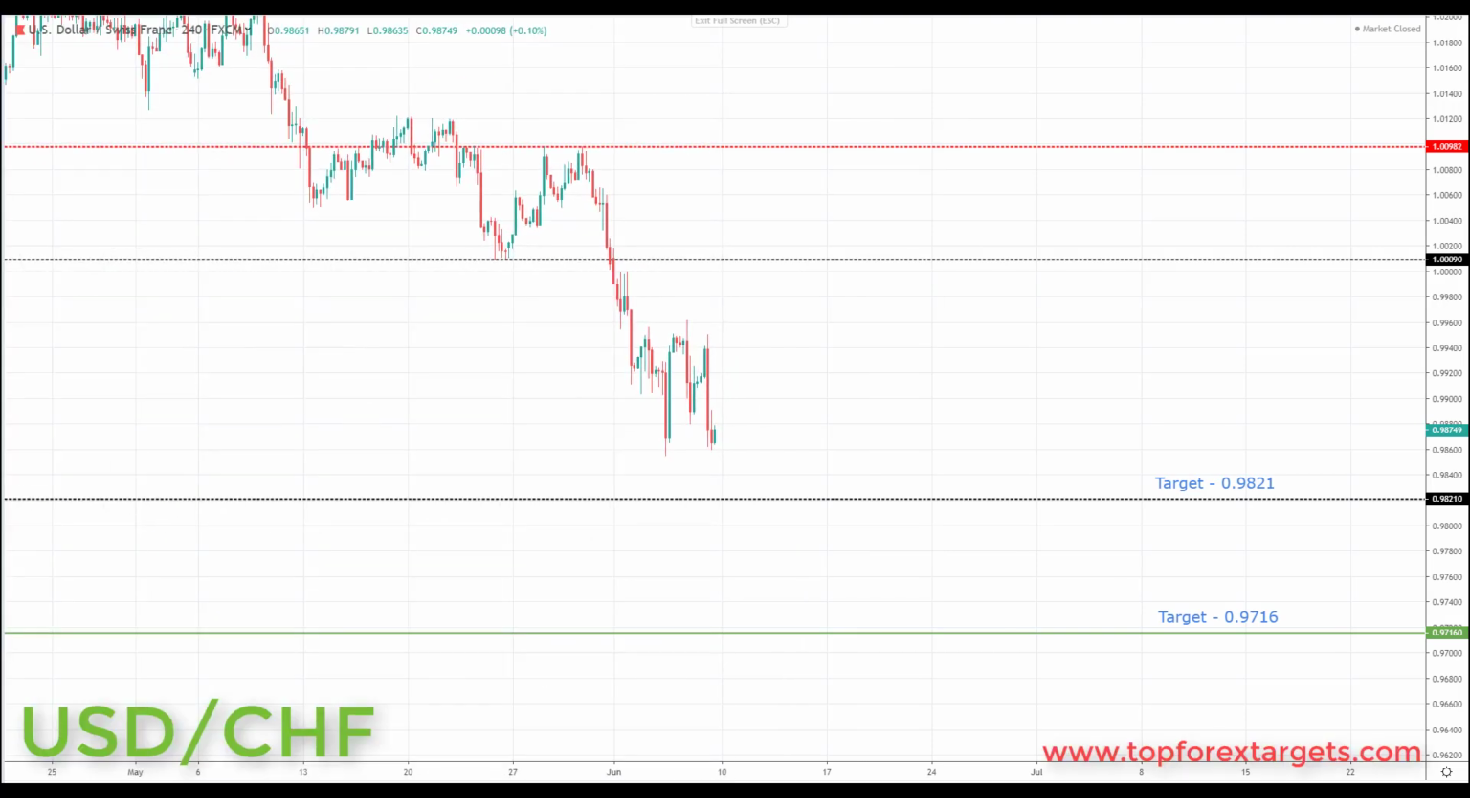So next market we're going to look at is US dollar Swiss franc. Now last week we did have further declines to the downside, taking out both the targets set from last week at the 0.9975 and the 0.9927.